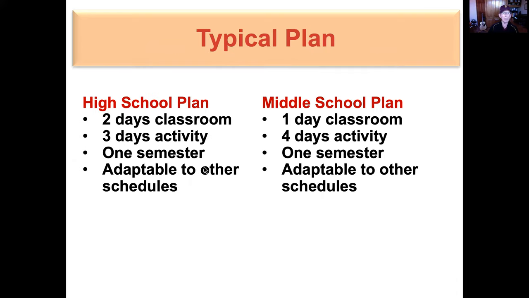A typical plan at the high school for a conceptual or Fitness for Life type program would be 2 days a week in the classroom, 3 days in activity for one semester, but the schedules are adaptable to change for a year for A/B block plans. Middle school, it's typically 1 day a week in the classroom, 4 days a week in activity for a semester, or it could be done on a 9-week or a year-long schedule. Students read from the textbook and do classroom sessions.